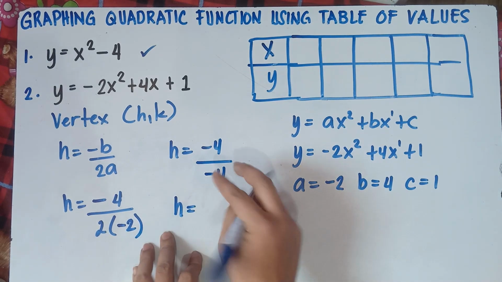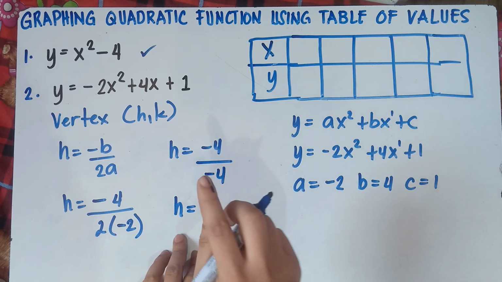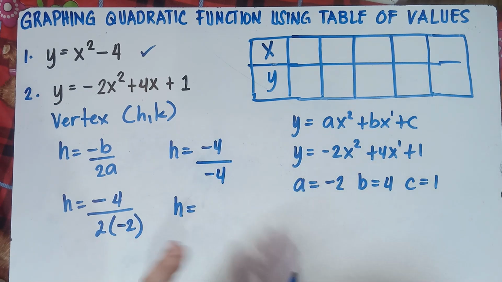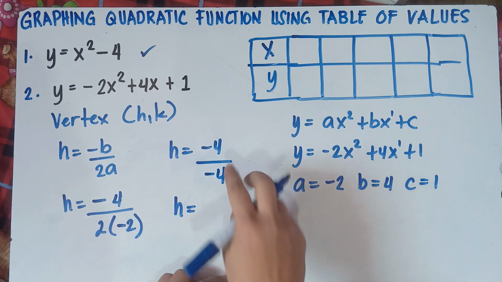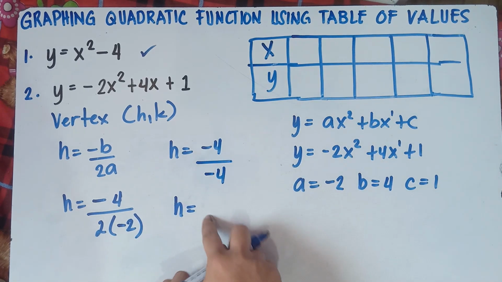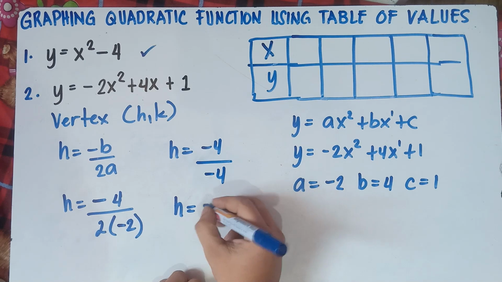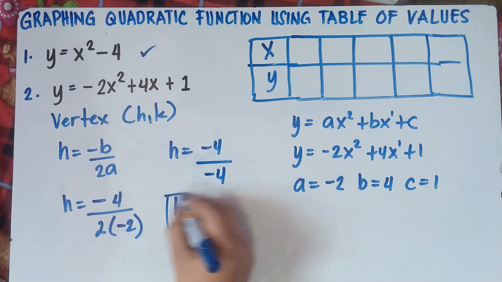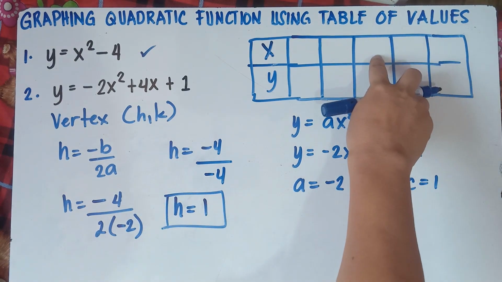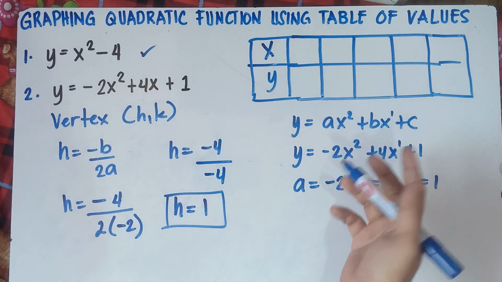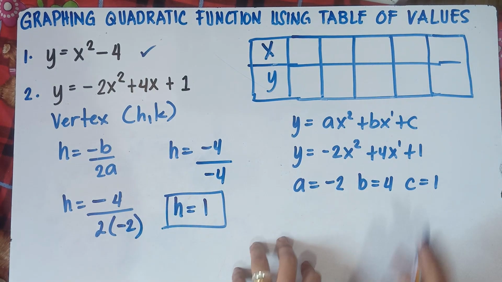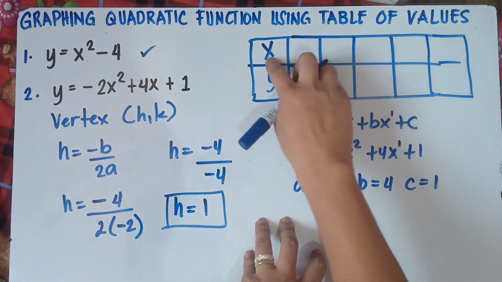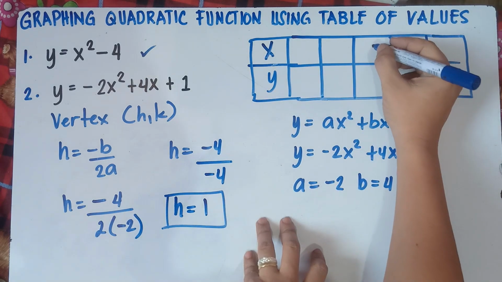So h equals negative 4 divided by negative 4. If you're dividing or multiplying the same signs, the answer is always positive. So negative divided by negative is positive, and 4 divided by 4 is 1. So our h is 1. This will be our center part, class. The vertex is the center part of the parabola, so our center part for x is 1.